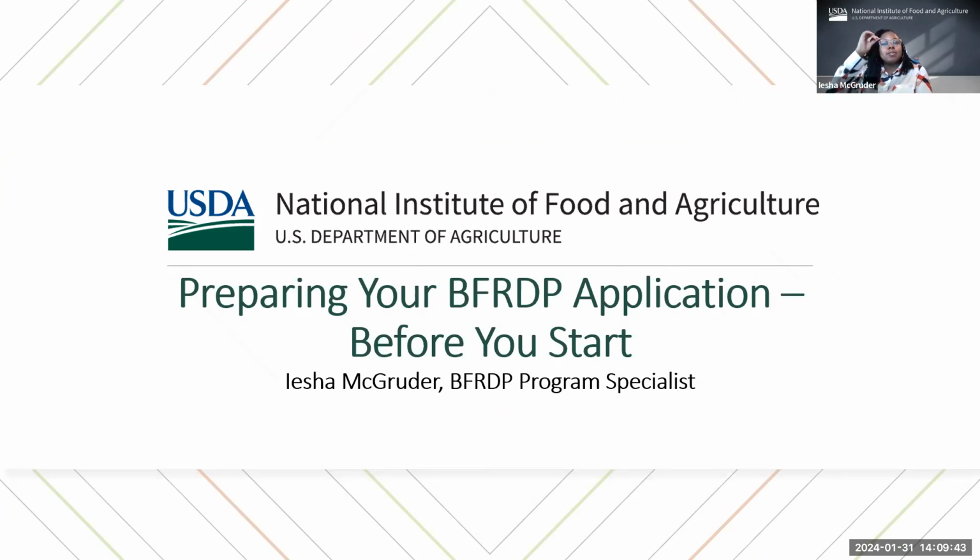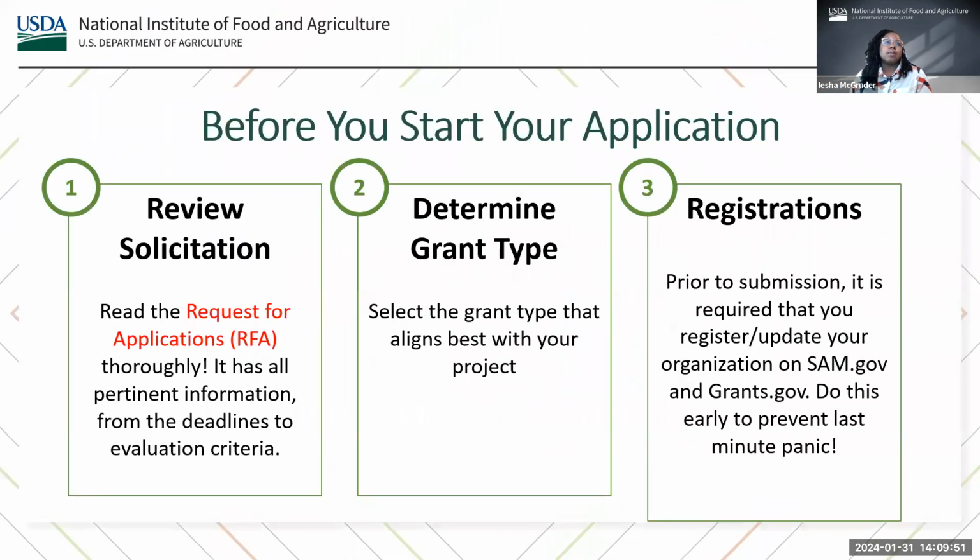And so I will be discussing some things to help you prepare for your application before you start. There are 3 steps that are very important for you to complete before you start your application. Step 1 is to review the solicitation. Please read the RFA thoroughly. It has all the important information that you need, from the deadlines to the evaluation criteria.